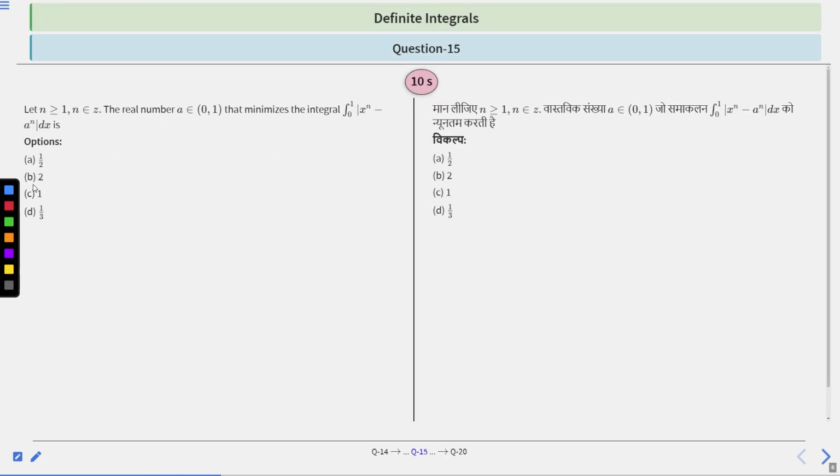Let's move to the next question. Question number 15, which says: let n ≥ 1 and n belongs to Z, then the real number a belongs to (0, 1) that minimizes the integral from 0 to 1 of |x^n − a^n| dx. So we have to basically find the real number a, right?